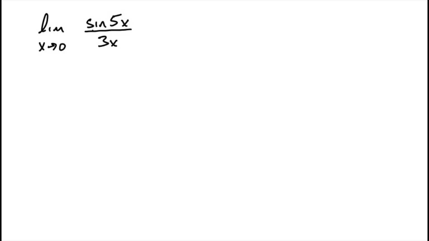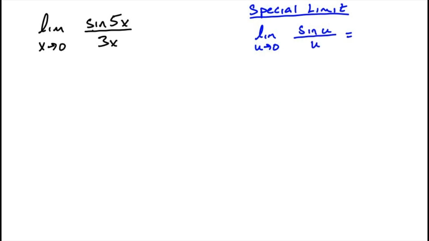Our second most commonly missed limit question on the AP test is this little guy. The limit as x approaches 0 of sine of 5x over 3x, or something similar. To answer this question, they're banking on you utilizing one specific fact. And that's this special limit. The limit as u approaches 0 of sine of u over u is equal to 1.